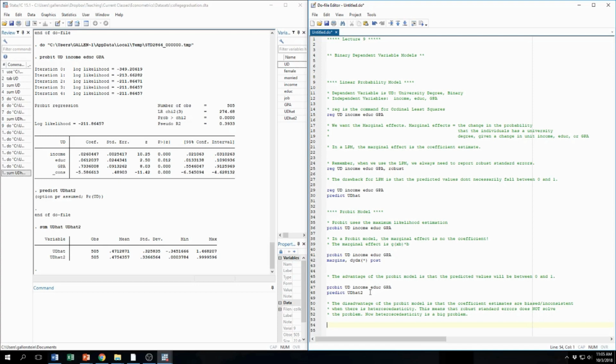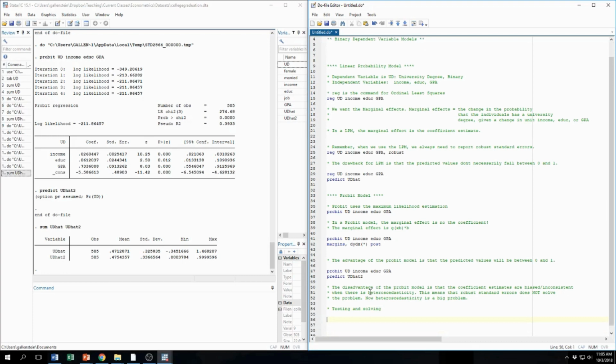But I want to illustrate how we can test for it and solve for it. And actually we do it in one fell swoop, testing and solving. I'm not going to go through all the details here on how this works, but we're going to use a command called hetprobit.